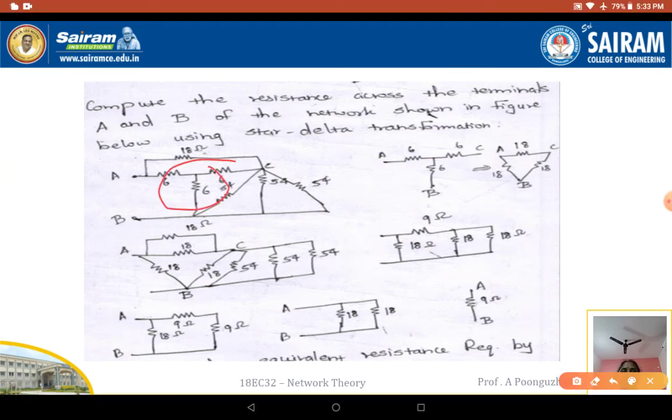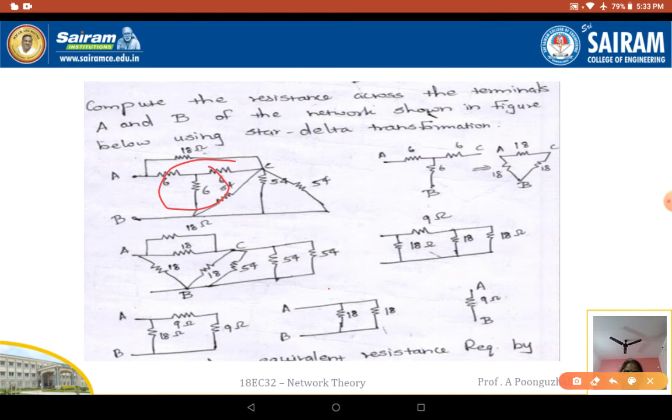So 6, 6, 6. So if I have that star connection and convert it to delta, it is going to be 18, 18 and 18 there. So redraw the diagram there. When I redraw it, I can see that this 18 and this 18 are going to be in parallel, and this 18 and 54 are going to be in parallel, and this is 18 here. So if I reduce it, it is going to be 9, 18 and 18 here. So this 54 and 54 are going to be in parallel. If I find the equivalent resistance, it is going to be 18 ohms.